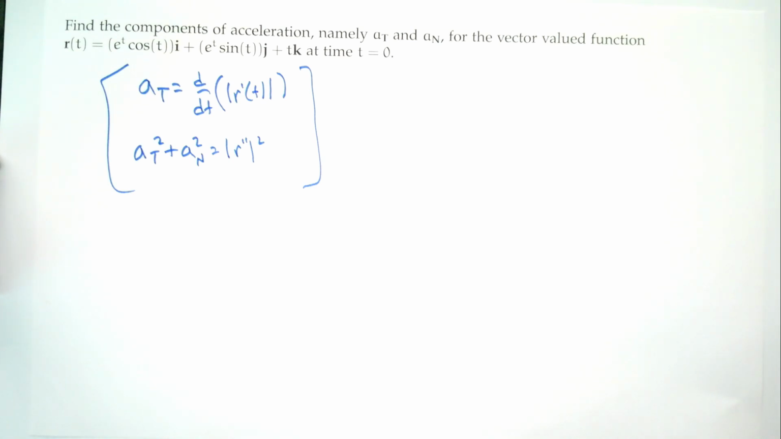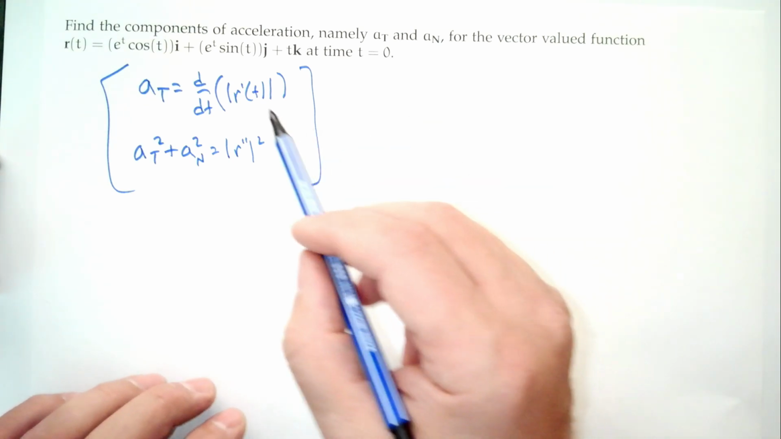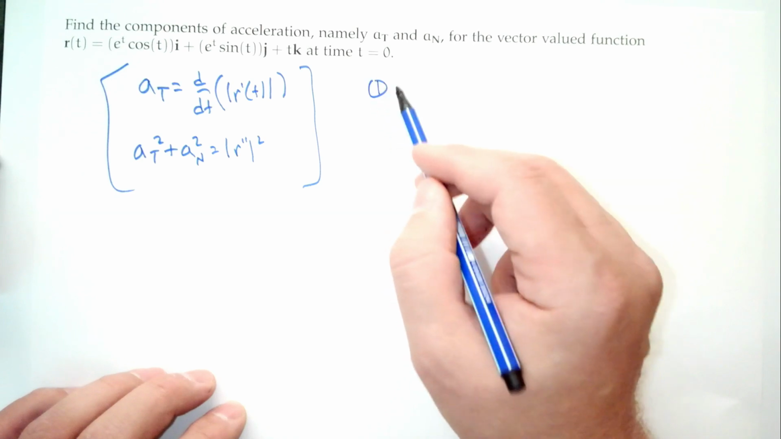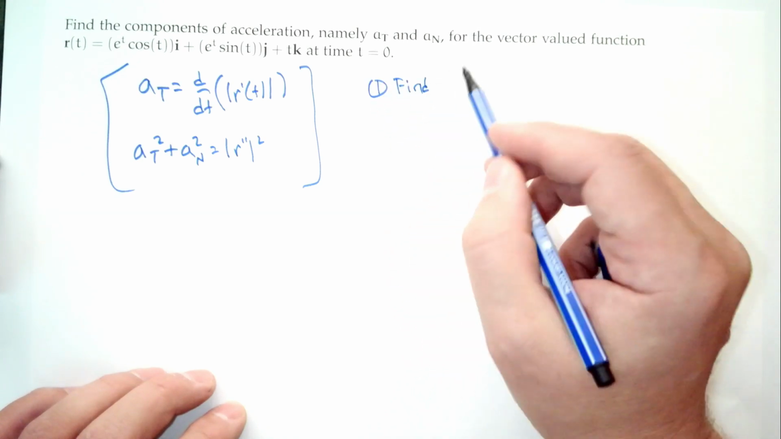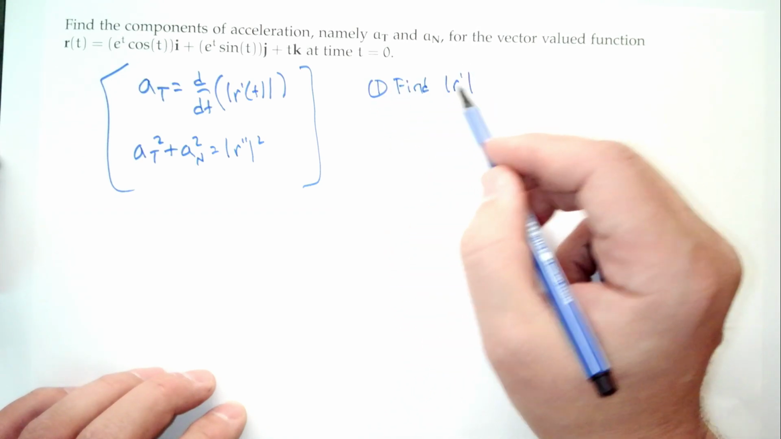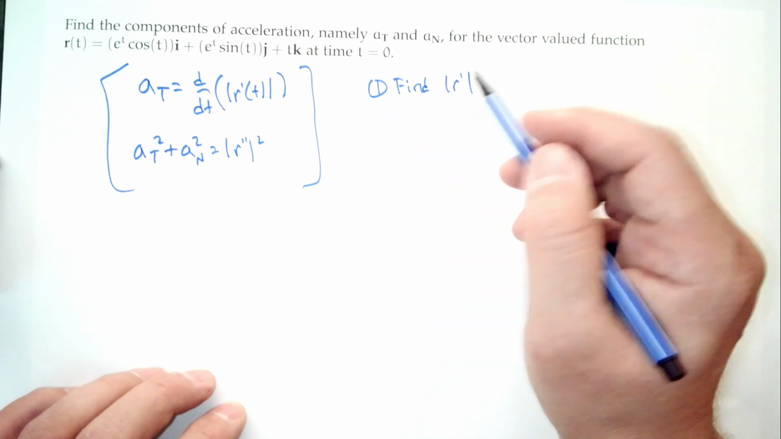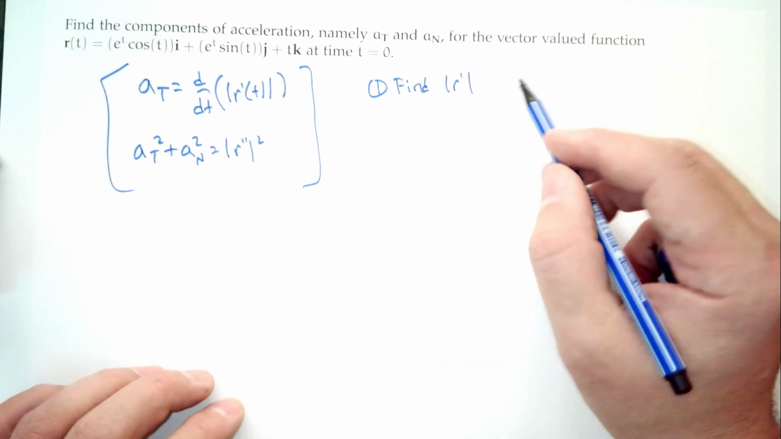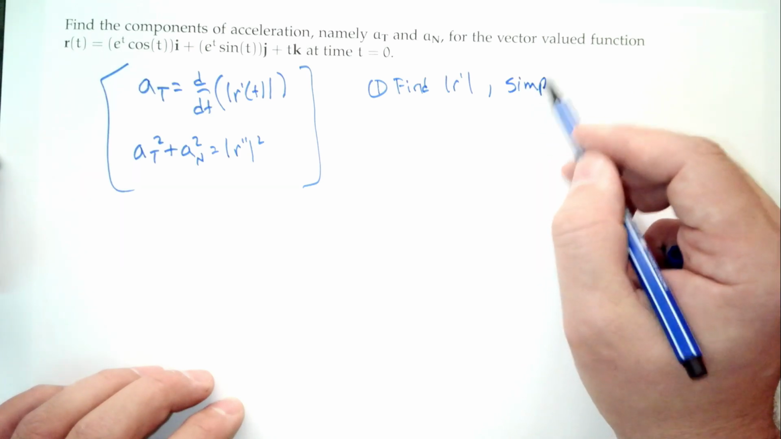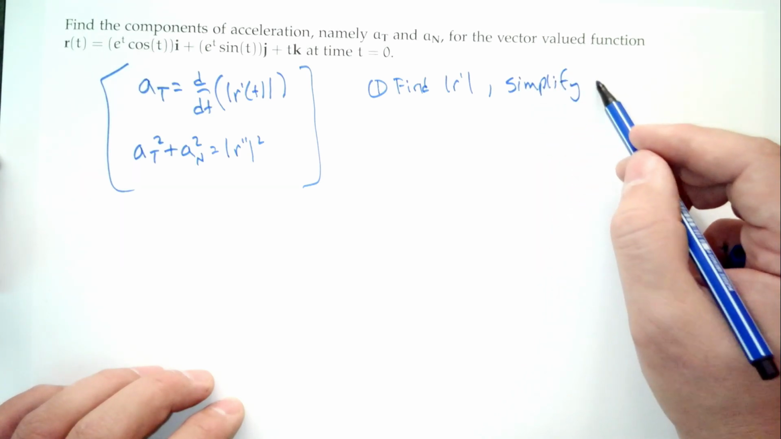If I can remember these 2 formulas, I can solve these problems. So how do I solve it? How do I actually go about doing it? Step 1, find your magnitude of r prime, which means you find r prime, then take its magnitude, and simplify as much as possible.